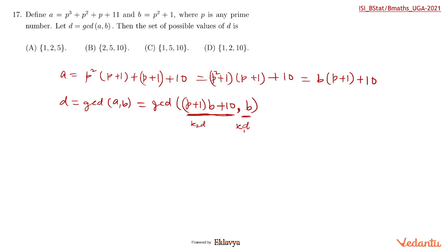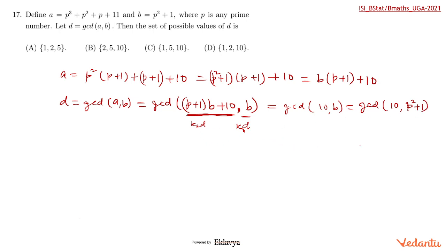तो जब आप difference लेते हैं और difference को p plus 1 times कर लेंगे, तो p plus 1 times b plus 10 minus p plus 1 times b करने पर 10 ही आएगा. This is same as GCD of, basically मैं कहना चाह रहा हूँ 10 comma b, and b is what? This is GCD of 10 comma p square plus 1. b was p square plus 1.